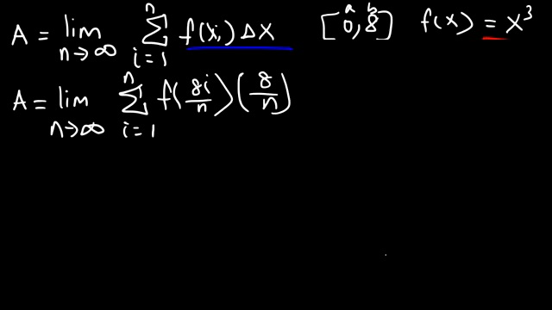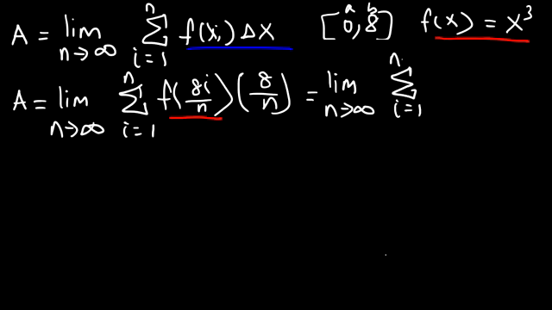Now let's evaluate the function when x is 8i over n. So we need to replace x with that. So we need to rewrite what we have. That's the limit as n approaches infinity. And don't forget the sigma notation. And so this is going to be 8i divided by n raised to the third power times 8 over n.